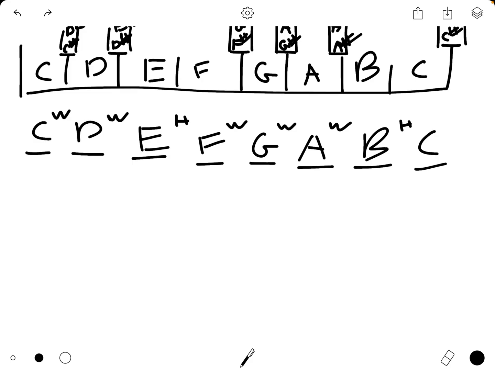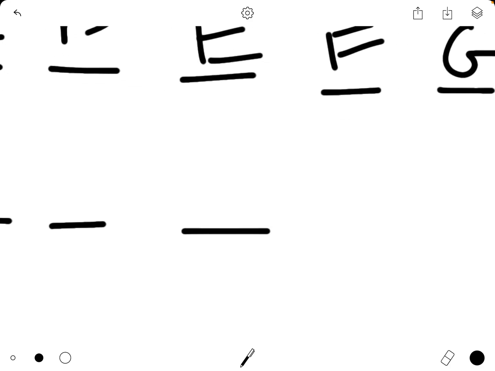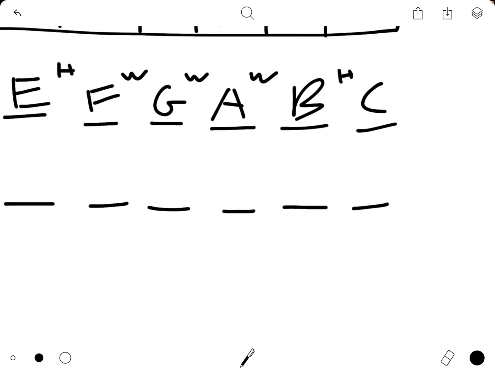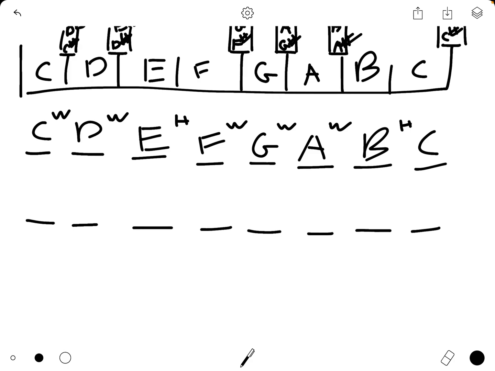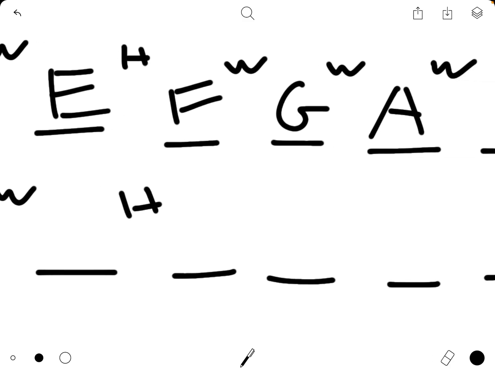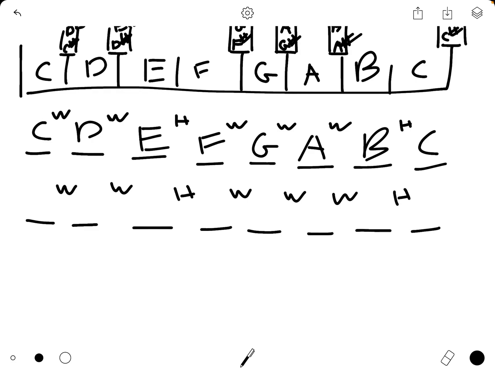Okay, by now we should have this written down like this. And then now we're going to try to write down a different scale. Every single major scale will have this same set of whole, whole, half, whole, whole, whole, half. So let's go ahead and just write in the whole, whole, half, whole, whole, whole, half, just like that.